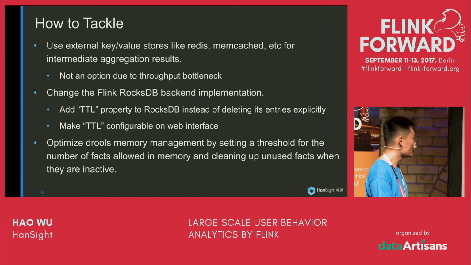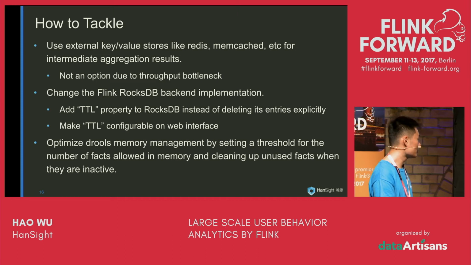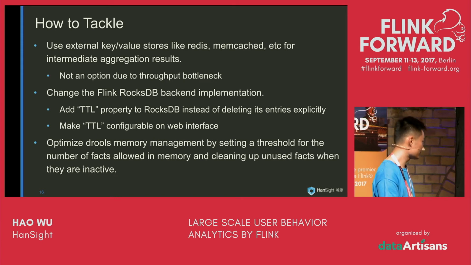So when an event runs into Drools, Drools changes it to a fact. So facts can be matched to rules. It can be matched facts or unmatched facts. So it stores all the facts in memory. That's the main reason you run into a memory issue. So what we do is set up a threshold. When the number of facts reaches the threshold, we just clear everything and then restart this whole process.